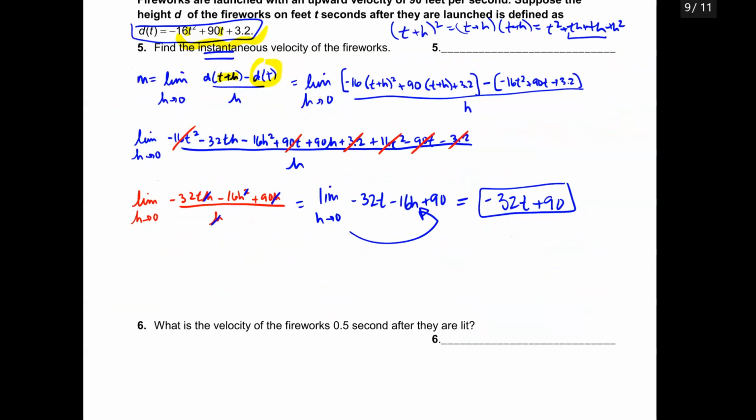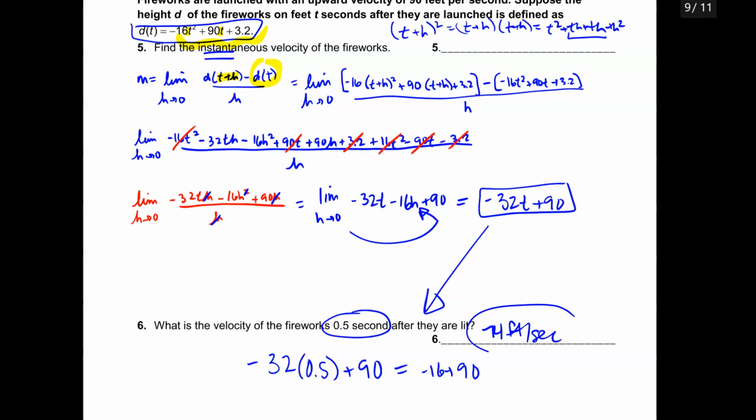And now we want the velocity at 0.5 seconds after they're lit. So this is the instantaneous, but luckily we already have an equation for it. So you just have to plug in 0.5 for t, and that's going to be our instantaneous velocity. So this is going to be 74 feet per second.